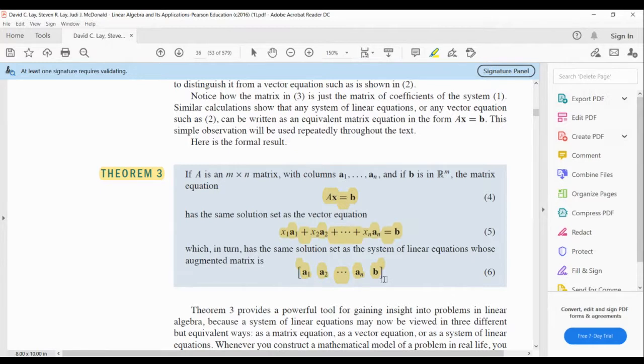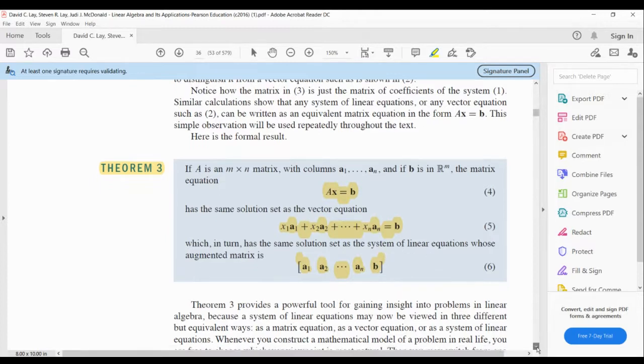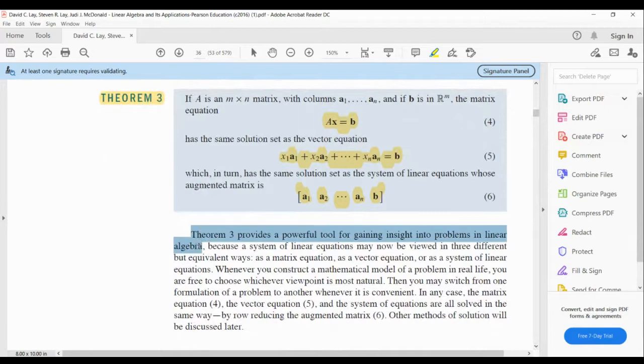Okay, and so the vector equation can be written succinctly as this augmented matrix. You see, all these notations are very important in linear algebra. And that's really the big idea behind section 1.4. That's really the key idea. And it says Theorem 3 provides a powerful tool for gaining insight into problems in linear algebra, because a system of linear equations may now be viewed in 3 different but equivalent ways: a matrix equation, a vector equation, and a system of linear equations.